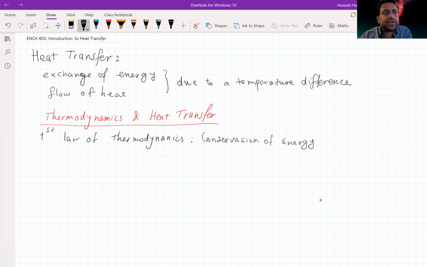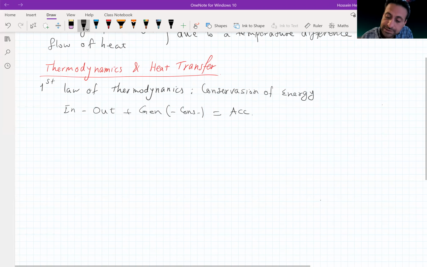Now, conservation of energy, we can write in simple words as energy in for any system minus energy out plus energy generation minus consumption is equal to accumulation. And this conservation can be written for any system, for an open system or for a closed system. In a closed system, we don't have exchange of mass. We are dealing with a constant mass. But in an open system, we can have mass crossing the boundaries.